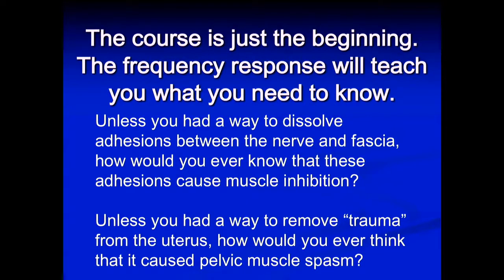Because unless you had a way to dissolve adhesions between the nerve and the fascia, how would you ever know that these adhesions were what was causing the inhibition? Unless you have a way of treating it, you don't think about it. Nerve pain is the easiest thing we treat. So medical physicians and physiatrists and chiropractors don't think about nerve pain because they don't have a way to treat it. For us, because treating nerve is so easy, it's the first thing we treat.